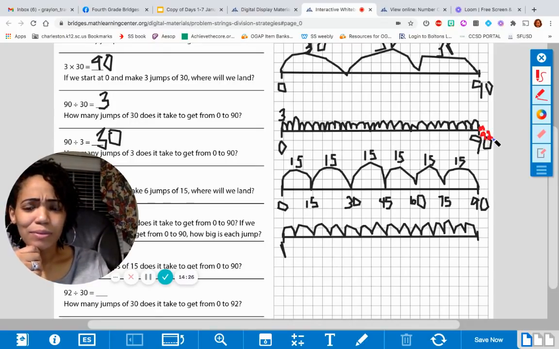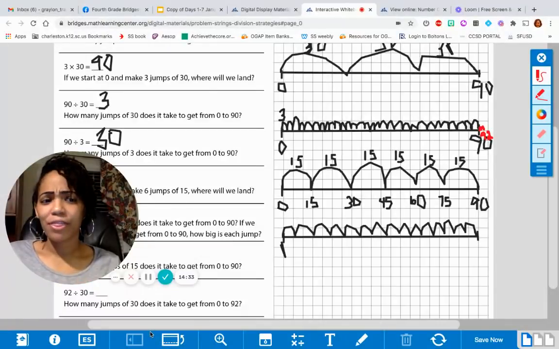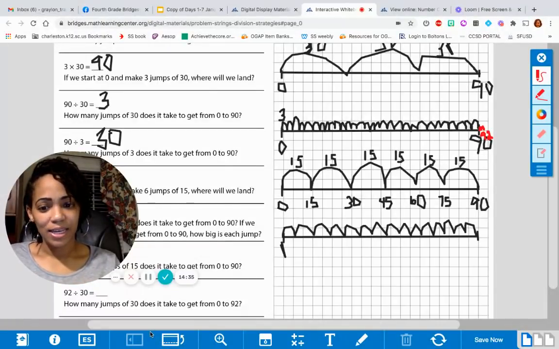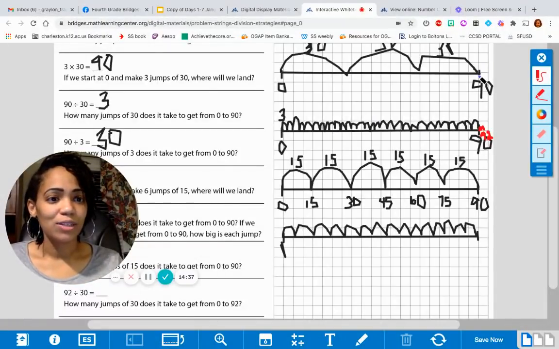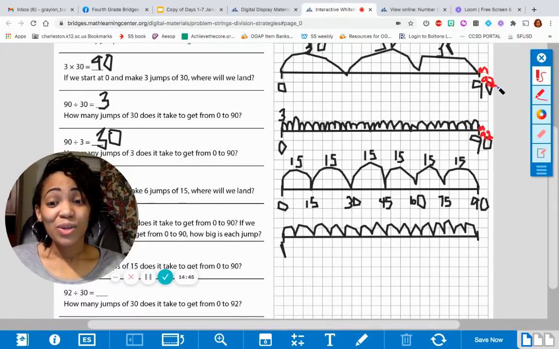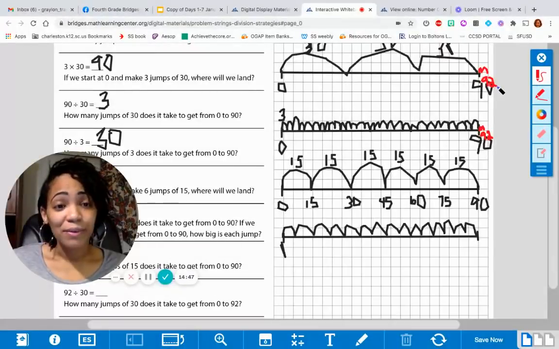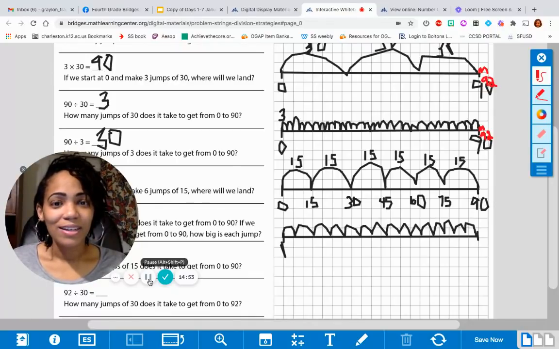What does that tell you? What would 92 divided by 30 be? It says how many jumps of 30 would it take to get from 0 to 92? Or I could do my 92 on this number line. Since we jumped by 30 here, we still would make 3 jumps, right? But then we'd have to make 2 extra jumps to get to 92. That's where that remainder comes in, right?